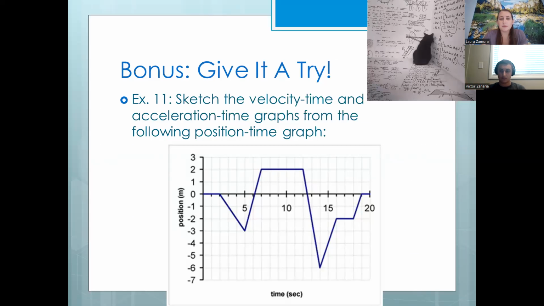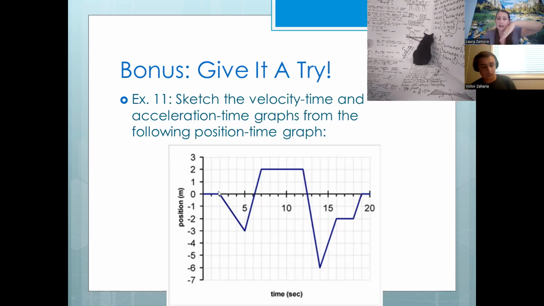Okay, so it looks like I don't have the slide in here that has the answer, so we'll just talk through it. In this first section right here, we can see that it's a horizontal line, so the slope would be 0, meaning that for that portion we have a velocity of 0.